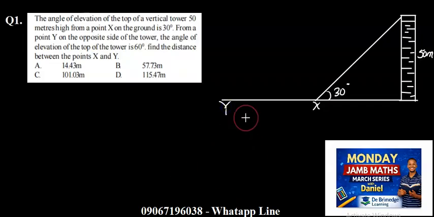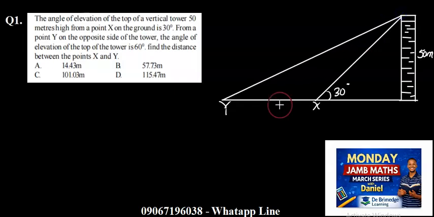And then the angle of elevation from that point is 60 degrees. So from that point we take an angle of elevation of 60 degrees. You discover that this angle will be higher than this angle. Now remember that we are told to find the distance between X and Y. So we're looking for the distance between X and Y. Take note of this.